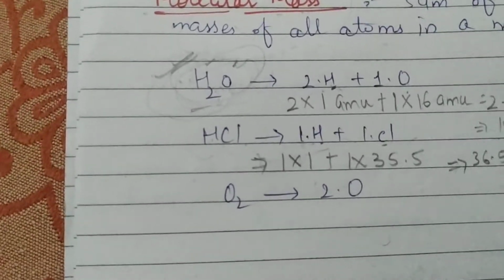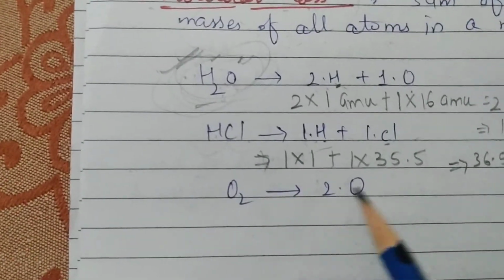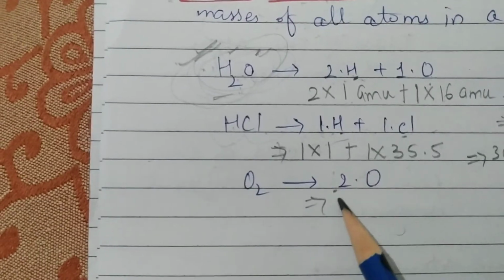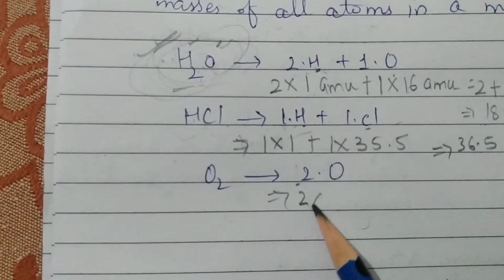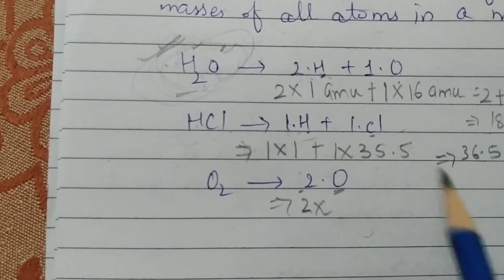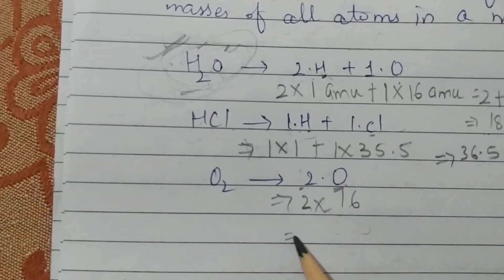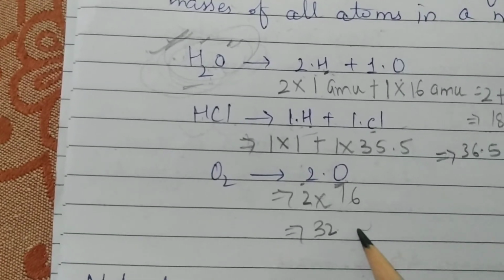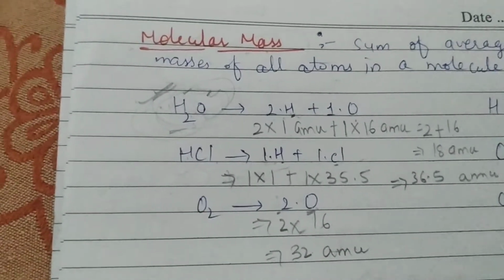So let us take oxygen. Oxygen has two atoms here, so 2 into the mass of oxygen, that is 16. So what will it be? 32 AMU. I hope this is clear.